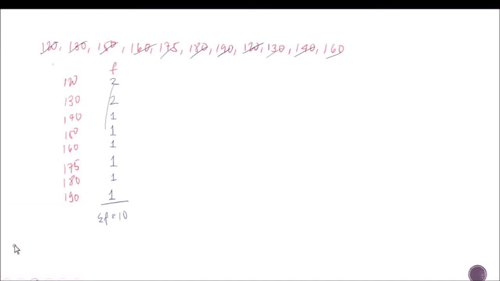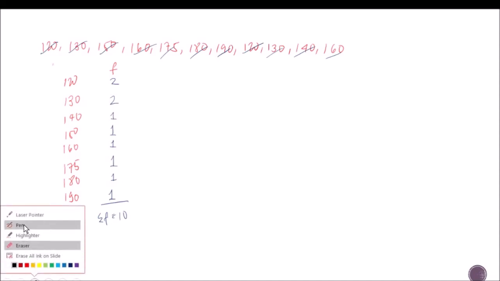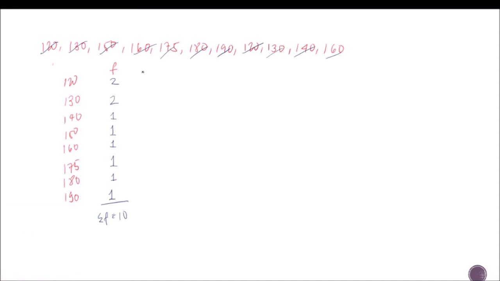Okay, so let's just search this first. We have one that is not tabulated. I believe 190. Let's check. So 120, we have 2. 130, 2. 140, 1. 150, 1. 160, so we have 2. Okay, sorry for that. So we have a frequency, or the total number of data, of 11.